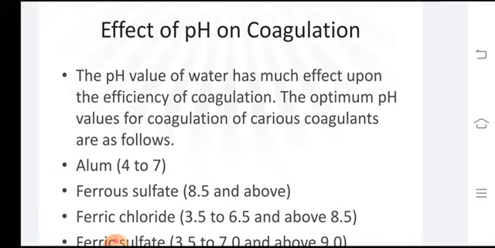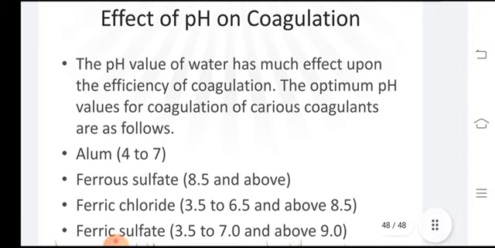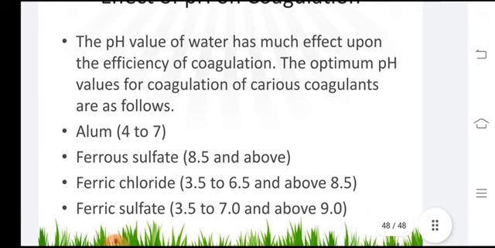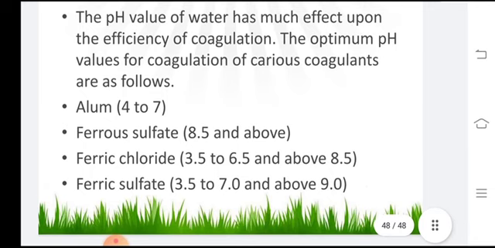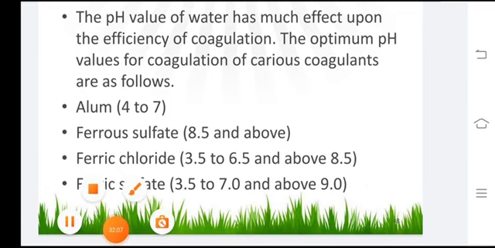Similarly, there is some effect of pH on coagulants. So for example, alum is going to have a better performance at 4 to 7, ferrous sulfate at 8.5 and above. Ferric chloride works at 3.5 to 6.5 and above 8.5. Then we have ferric sulfate. Its range is 3.5 to 7 and above 9.